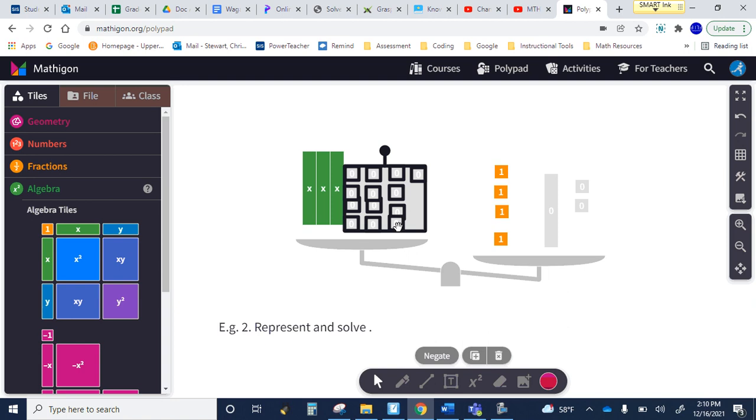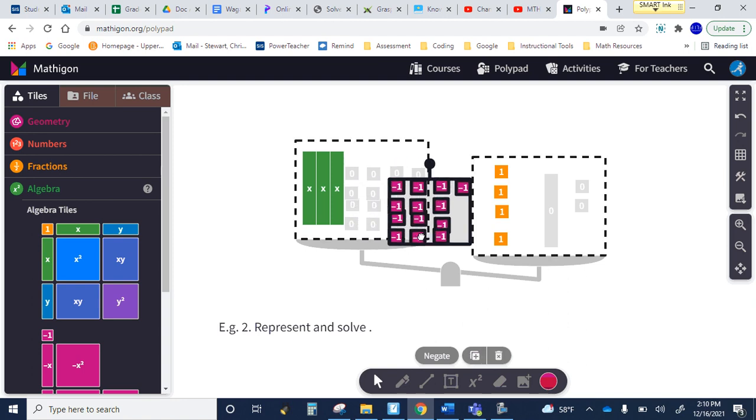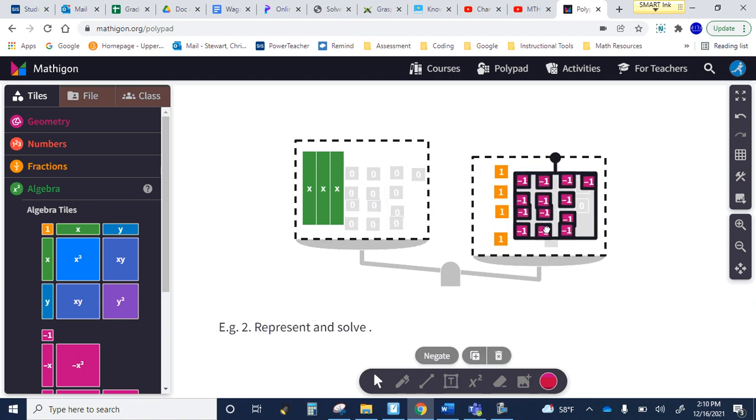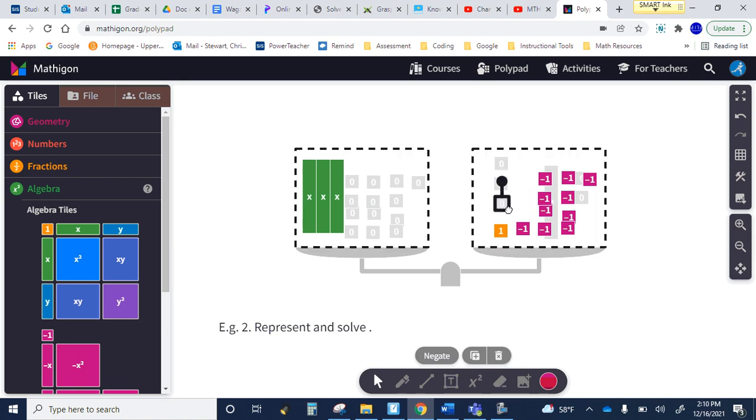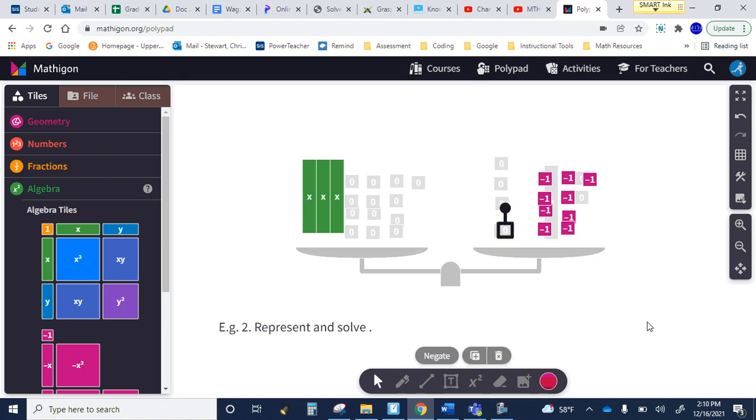And because I've done that to that side, what we need to do is bring those negatives over to the right-hand side, because what you do to one side, you must also do to the other. And it's still balanced because, as I just mentioned, we're performing the same operation on both sides. Last but not least, we need to zero out any positives and negatives that we have, and then we solve for x.